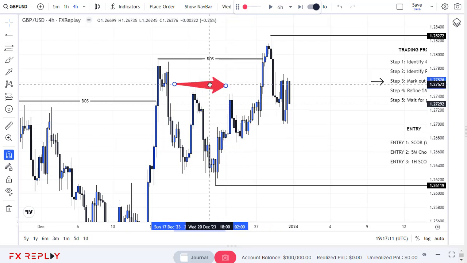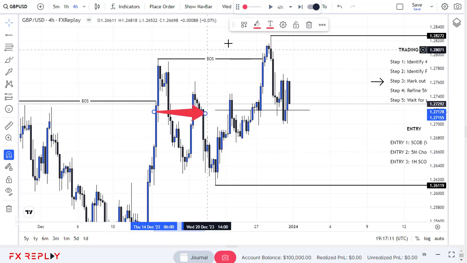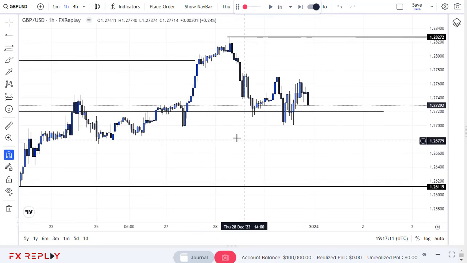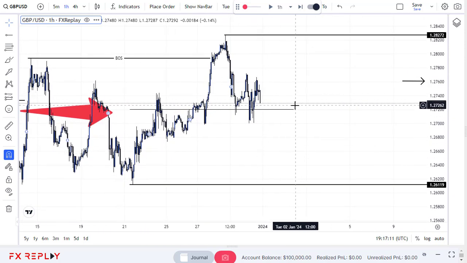So let's go to the 1-hour and look for our well-priced 1-hour POI. So we're going to go to the 1-hour now. So this is the 1-hour chart. All right, this is the 1-hour chart. Another thing I like to do, let me just do that quickly.